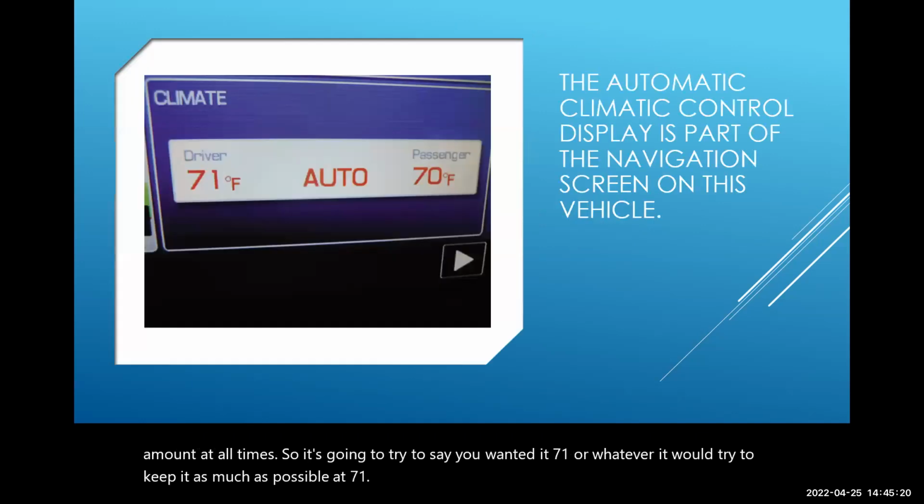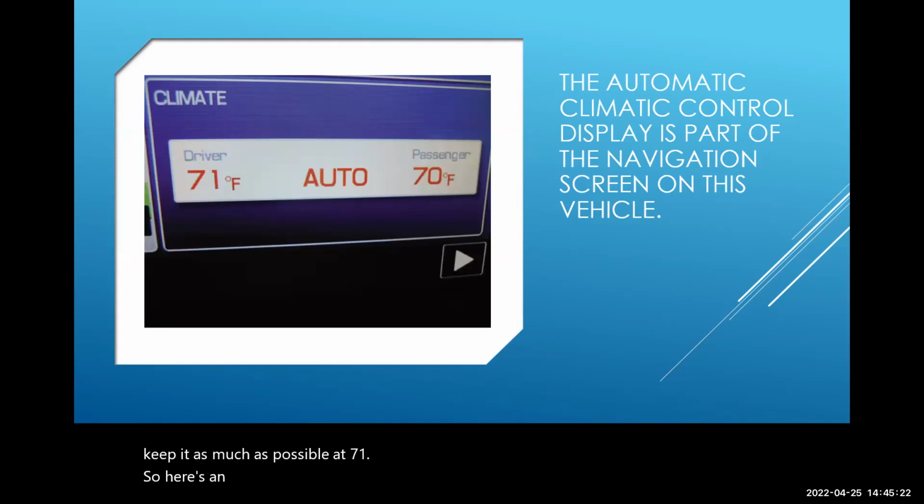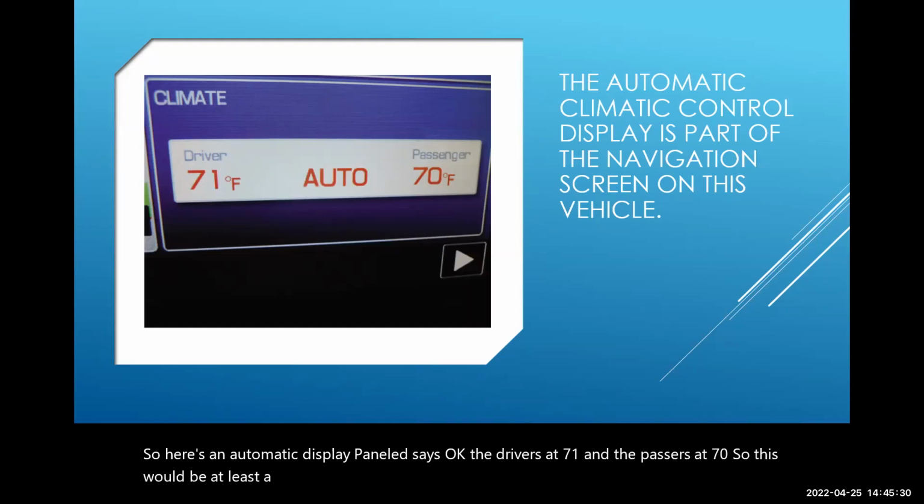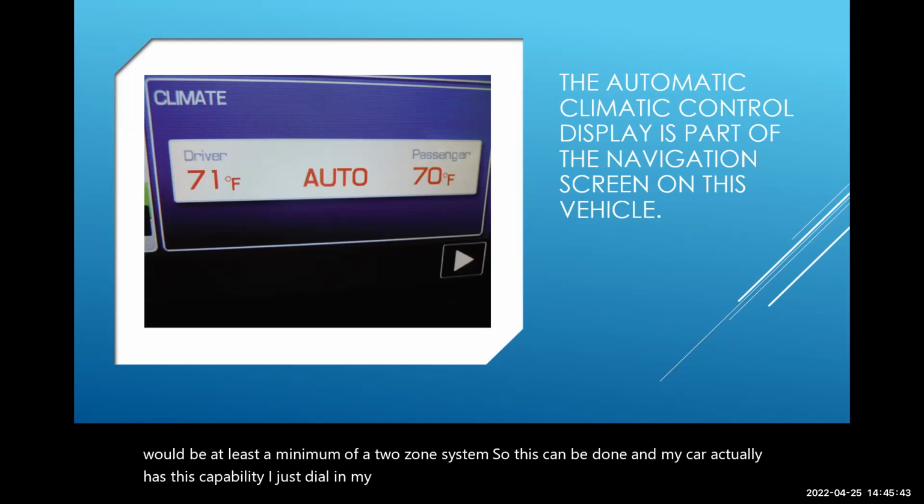So here's an automatic display panel that says, okay, the driver is at 71 and the passenger is at 70. So this would be at least a minimum of a 2-zone system. This can be done, and my car actually has this capability. I just dial in my temperature, and the passenger can dial in their temperature.